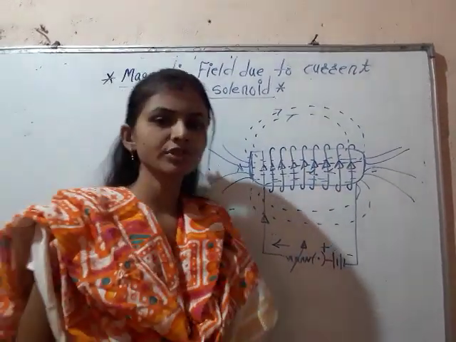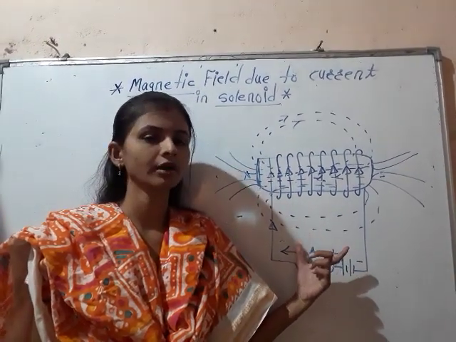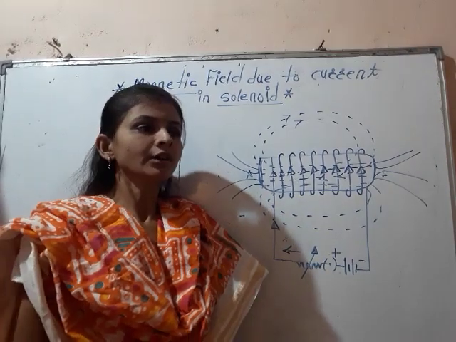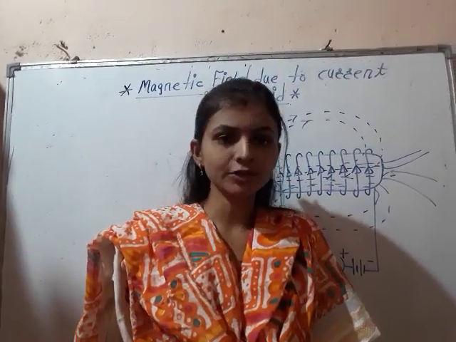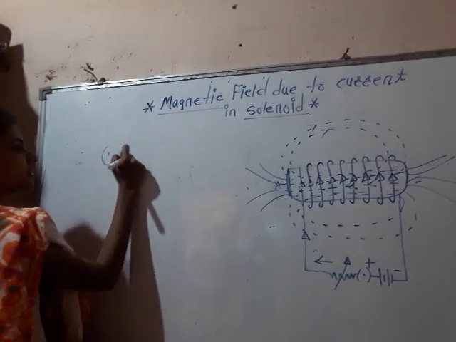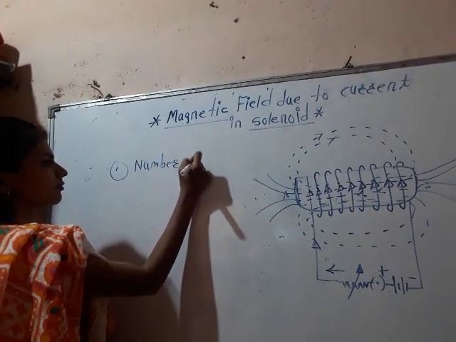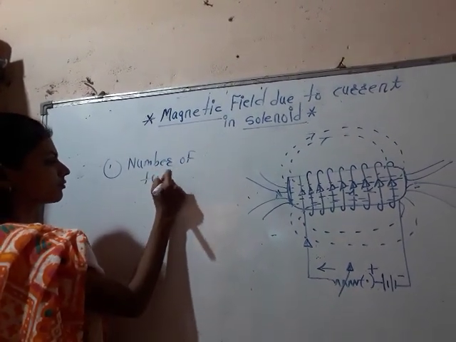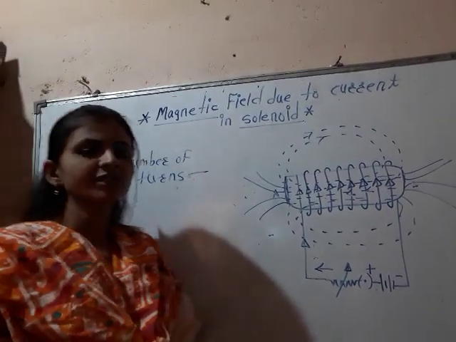So it behaves just like a bar magnet, and the imaginary lines are also produced just like a bar magnet. So there are some properties on which the solenoid also depends. We will discuss them one by one. First is the number of turns.